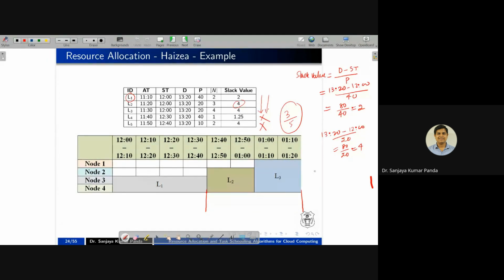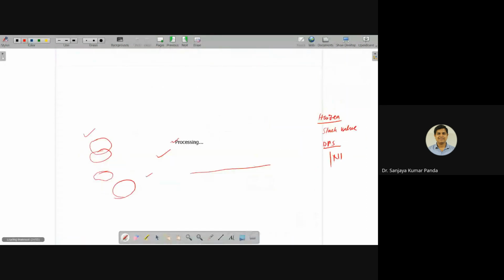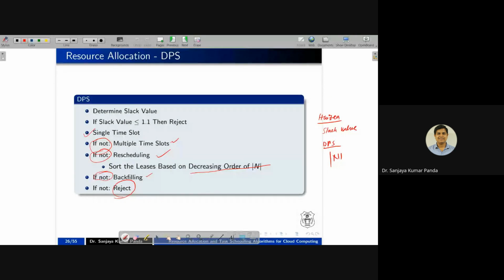But now L4 is coming. L4 is not getting any space because L1, L2, L3 occupied the space. So we are not finding a single time slot for L4. We are not finding a multiple time slot for L4 either. So you can see in the algorithm, single time slot we are not getting, multiple time slot we are not getting. What is our next step? Our next step is to go for rescheduling.